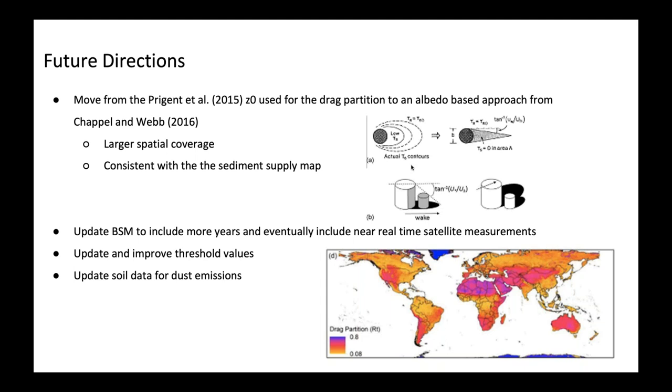And this top panel is the RAWPOC model for essentially turbulence due to a roughness element. And in the bottom is essentially the same thing, but if you put it into a 3D cone or cylinder and you shine a light towards it, that shadow would be the same thing as the turbulent wake area. And so what we're able to see is that we're able to get a larger spatial coverage, and it's more consistent with the sediment supply map. It's dynamic and it can be updated in near real time. So that's where we would like to go.